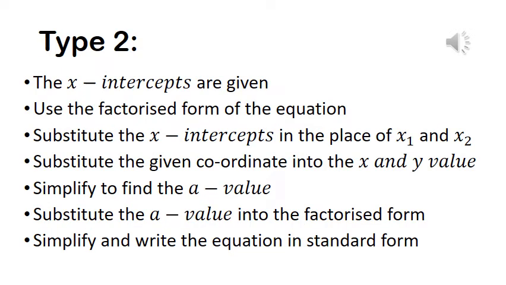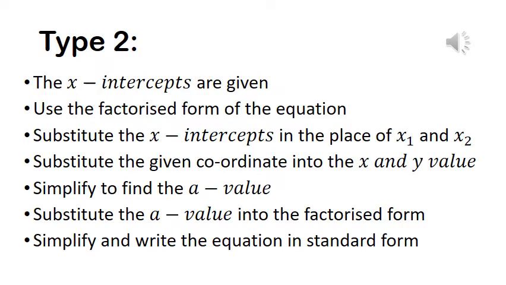Type 2 is a little bit more complicated. So when they give you both of the x-intercepts, you are going to use the factorized form of your equation. And then what you're going to do is substitute your two x-intercepts in the place of x1 and x2 in your factorized form.